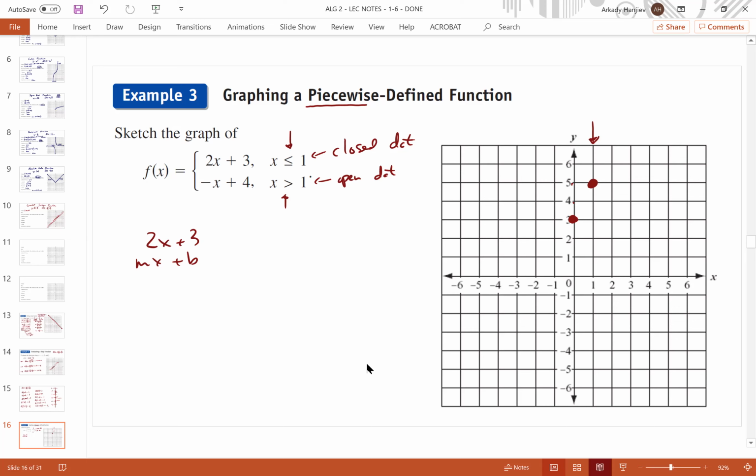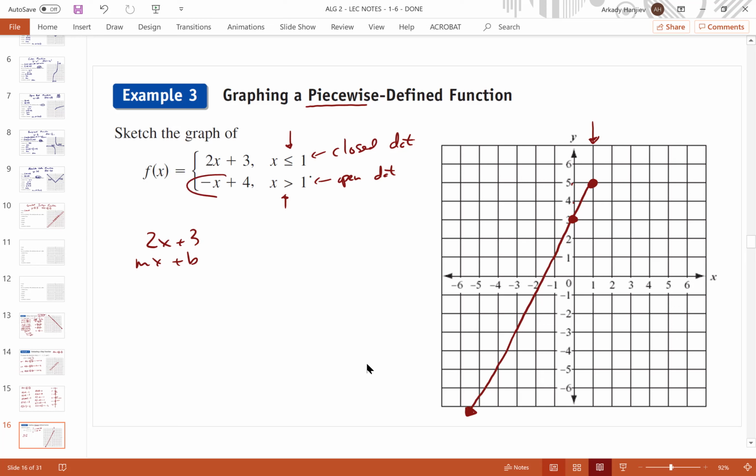So here's what the graph looks like. It's only on the left side. Goes like this here, only on the left side. Okay, are we good with the first graph? Are we good with the first graph? Let's do the second graph now.